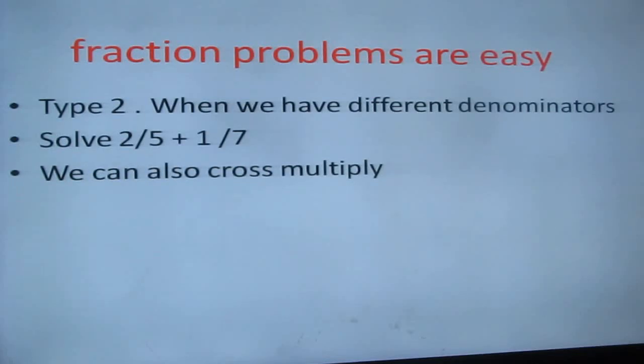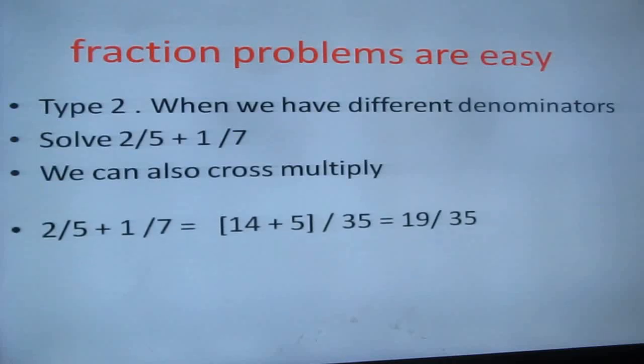When we have different denominators, solve 2 by 5 plus 1 by 7. How to do it by a different method? We can also cross multiply. How can you cross multiply? This denominator 7 should be multiplied with 2. The other denominator 5 should be multiplied with 1. That means denominator and numerator should be multiplied diagonally, crosswise. So 2 into 7, 14.